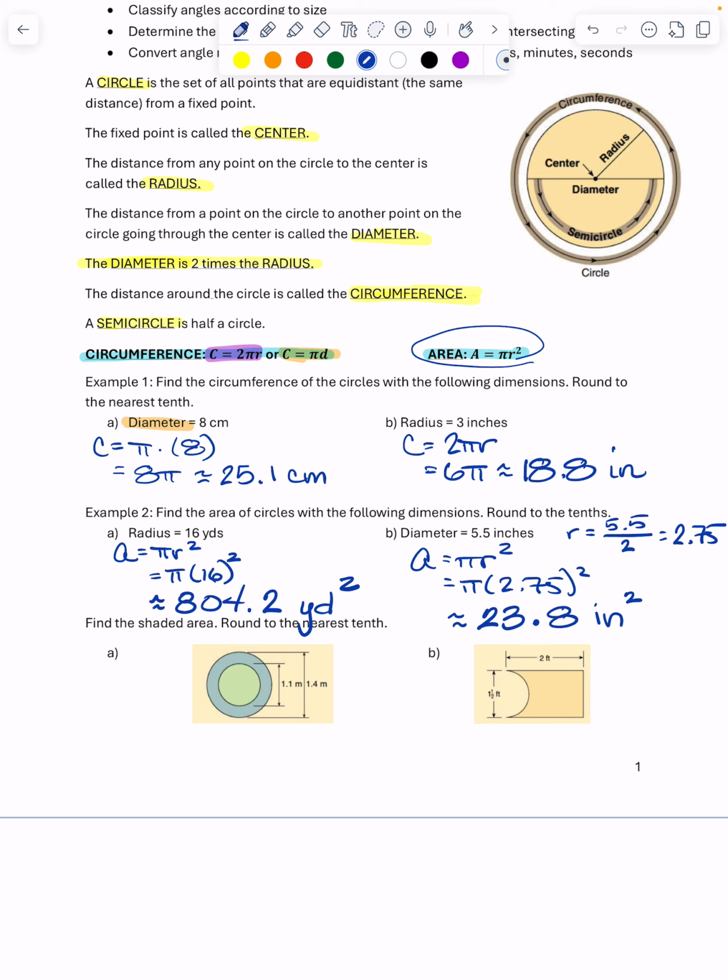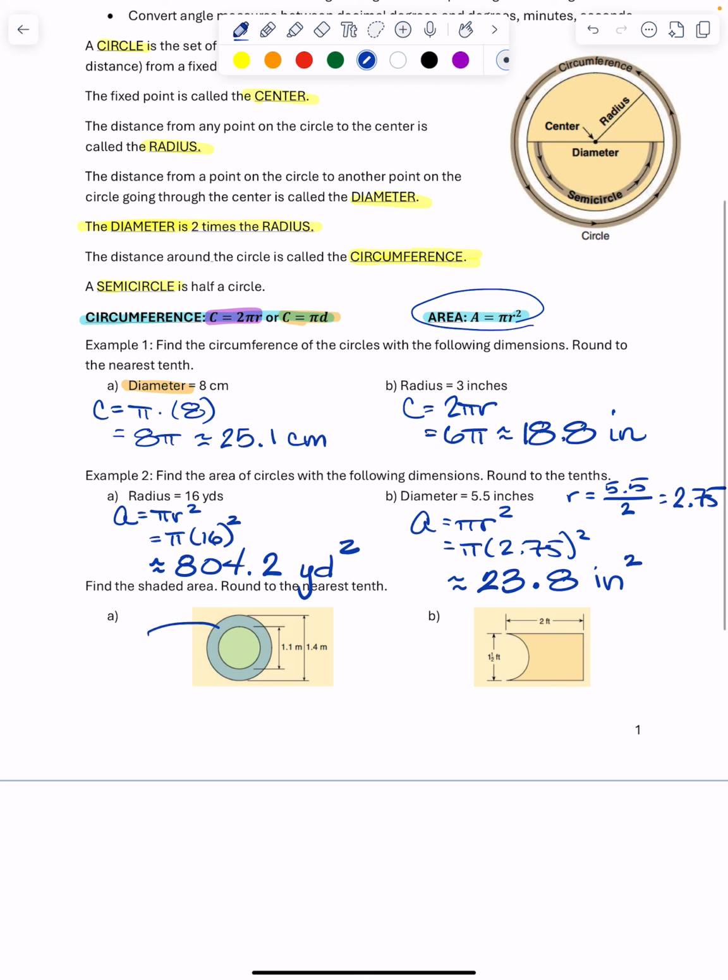Last one has us using complex figures again. So here, we are trying to find the blue shaded area, not the green in the middle, the blue shaded. Okay. My large circle has a diameter of 1.4 meters. My radius is going to be half of that. My small circle inside has a diameter of 1.1 meters, so my radius is half of that, 0.55 meters.